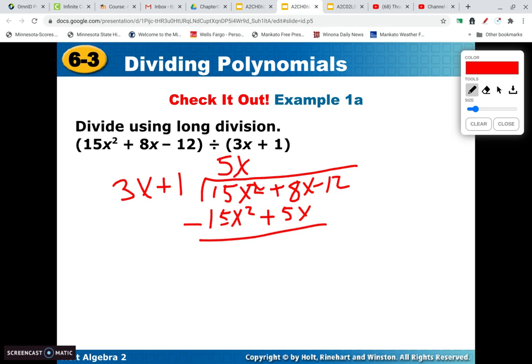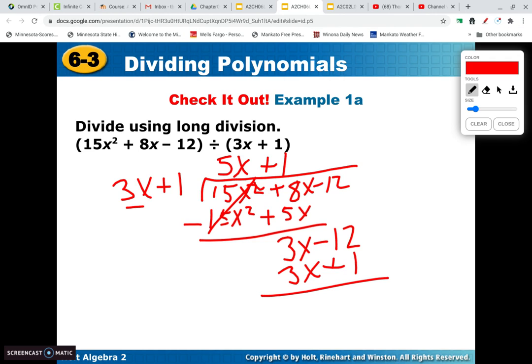All right, now we subtract. Those are gone. 8x minus 5x is 3x. And then we have a minus 12. Start the whole process over. In order to get a 3x, we're just going to multiply it by 1. So we get a 3x. 1 times 1 is 1. We subtract, those are gone. Negative 12 minus 1 is negative 13, so that's the remainder.